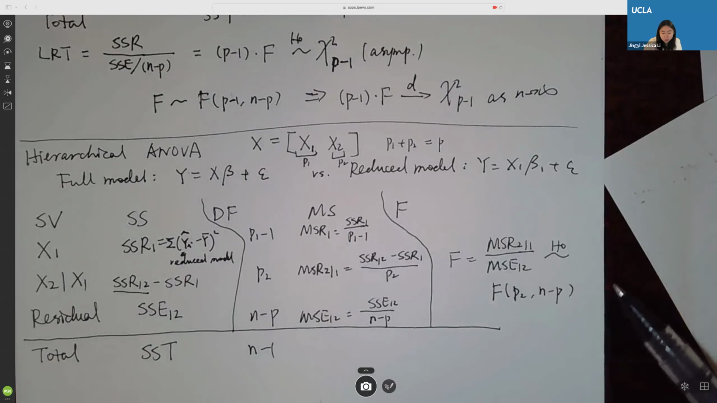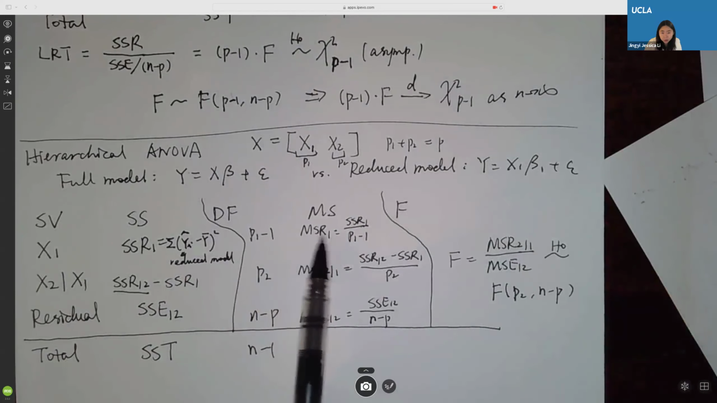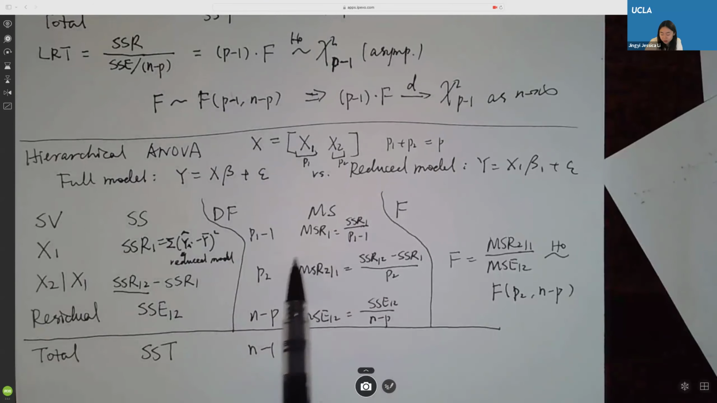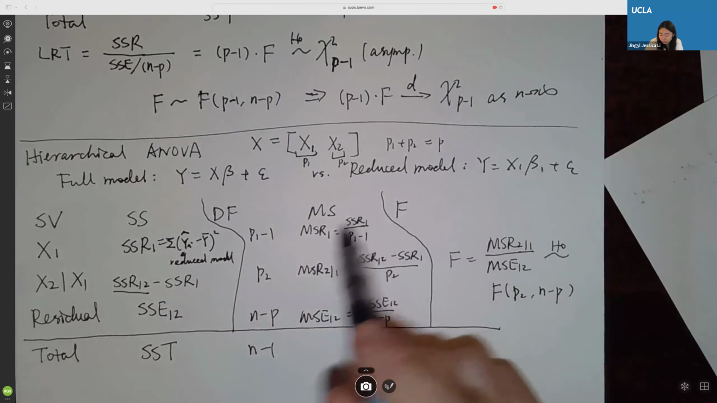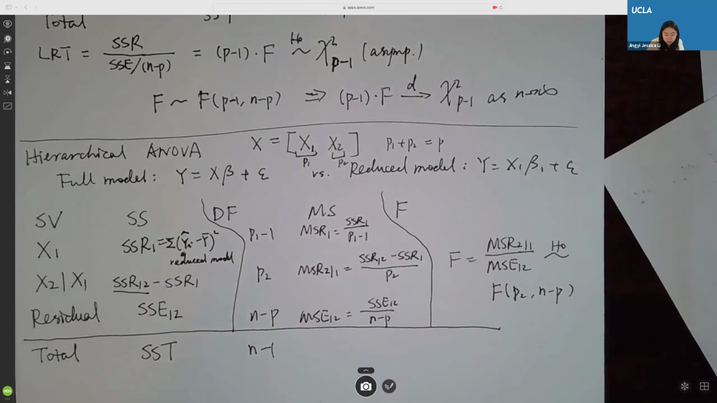That's it. So this is hierarchical ANOVA, and I want to say that even though we can write out MSR1, to my knowledge, we don't use it. It's just here, where what we really care about is the MSR2 given 1. That's more important, because this question is about what additional contribution we can make by including additional covariates or predictors. So this one you can totally ignore, because we're not using it in any way to my knowledge. Okay, any questions regarding this?